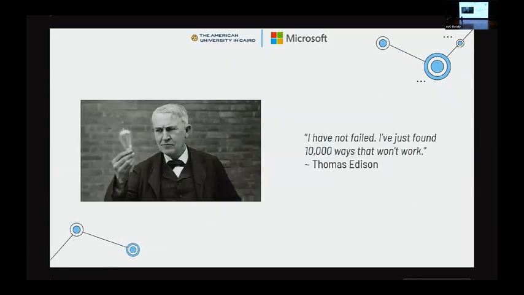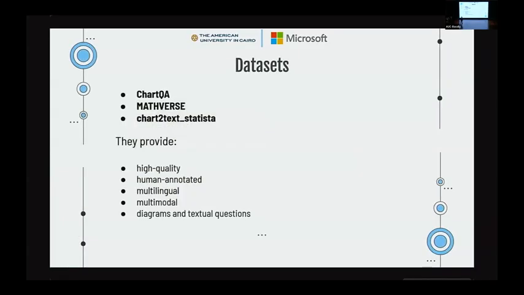Starting with a quote by Thomas Edison, I have not failed, I've just found 10,000 ways that don't work. We have gone a long way before we touched on our champion model. Starting by our very starting point, the datasets. We relied on three main datasets, ChartQA, MathVerse, and Chart-to-Text Stat System. Together, these datasets provide high quality, human annotated, multilingual, multimodal questions and textual and pictures questions.